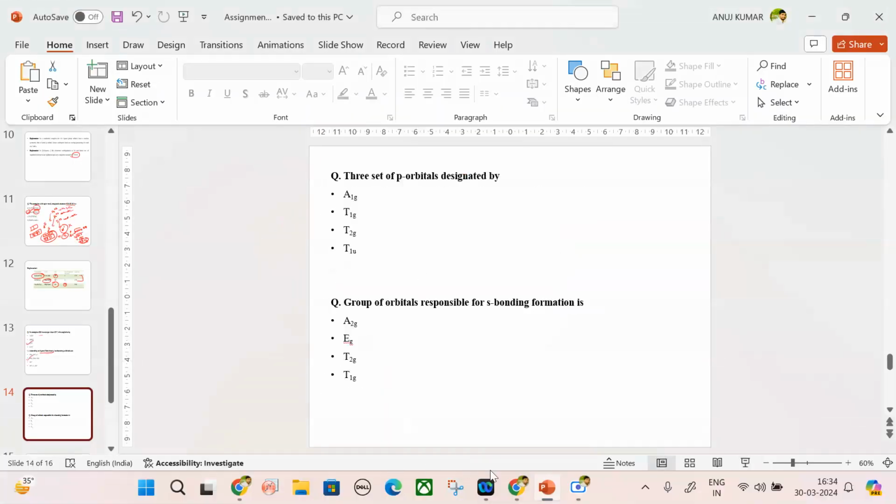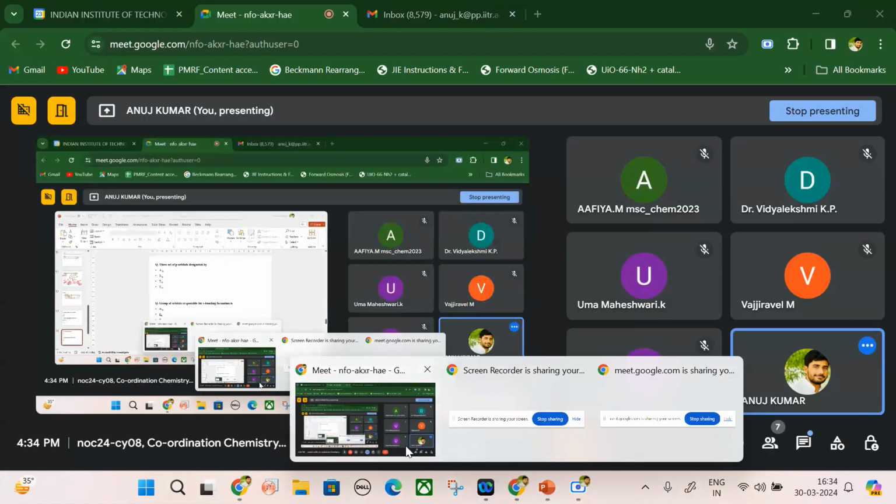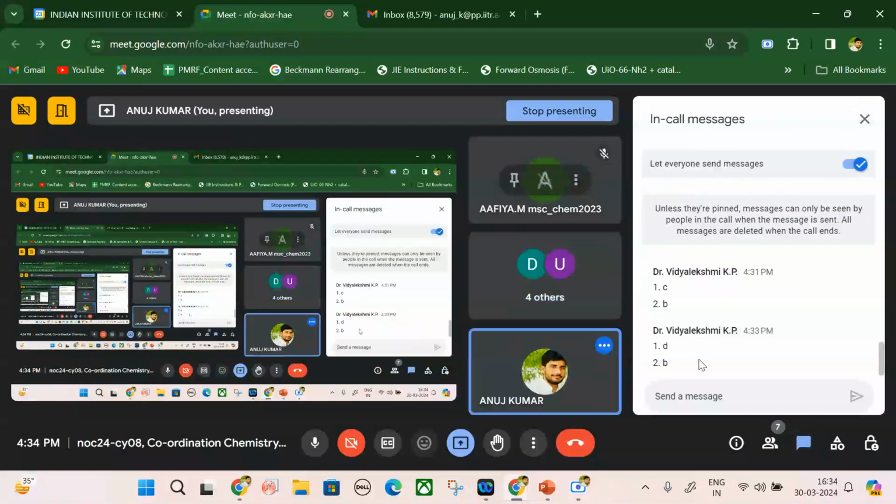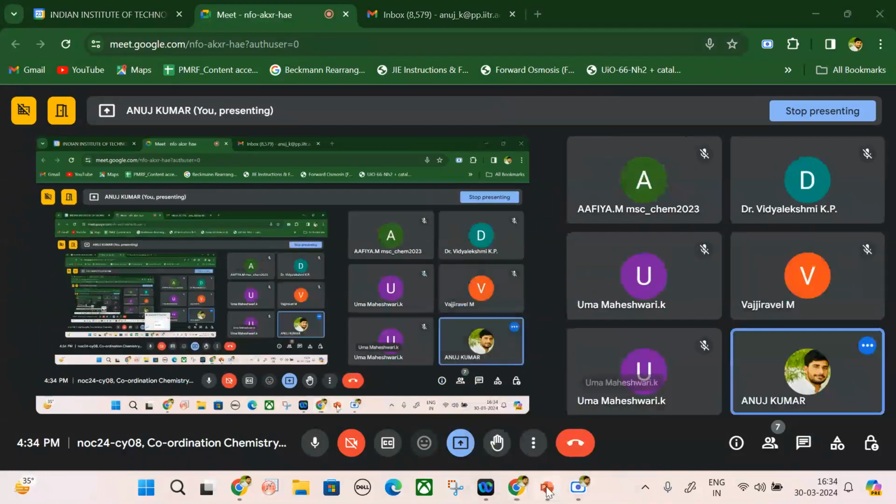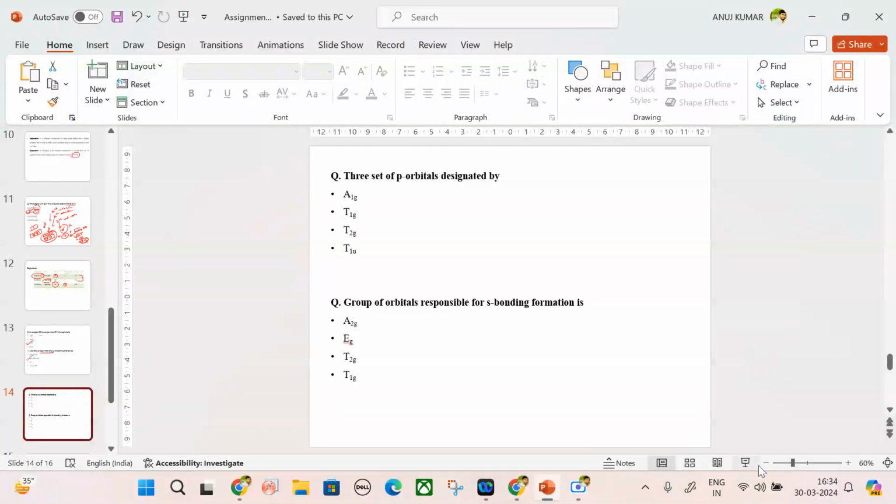And the second one: the group of orbitals responsible for sigma bonding formation is... Yeah, D and B, right. Anybody else?